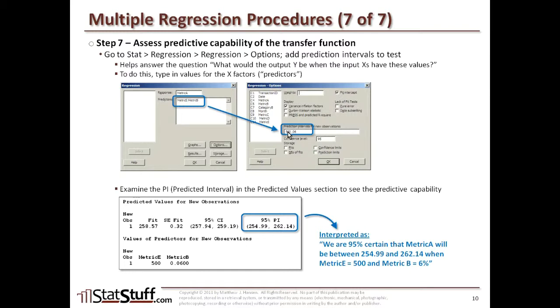However, if this is very difficult for us to achieve, a metric E at 500 or a metric B at 0.06, then that's what we need to work toward. Maybe it's acceptable for us to reach 500 for metric E, but maybe for metric B, it's very difficult for us to have 0.06 or 6%.